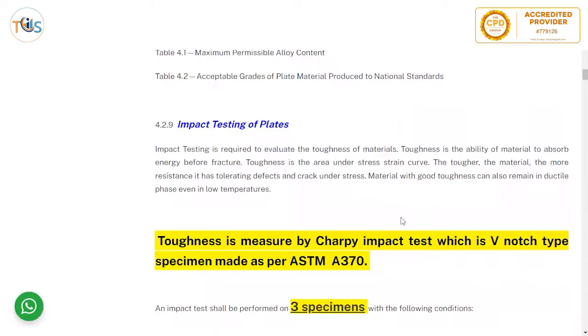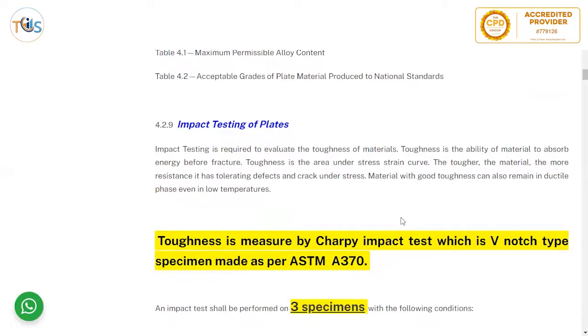Table 4.1 talks about maximum permissible alloy content. So when you're looking at the mill test report, you compare it with that table. Table 4.2 is acceptable grades of plate material produced to national standards. Impact testing of plates is required to evaluate the toughness of material. Toughness is the ability of material to absorb energy before fracture. Toughness is also the area under the stress strain curve. The tougher the material, the more resistance it has, tolerating defects and cracks under stress.